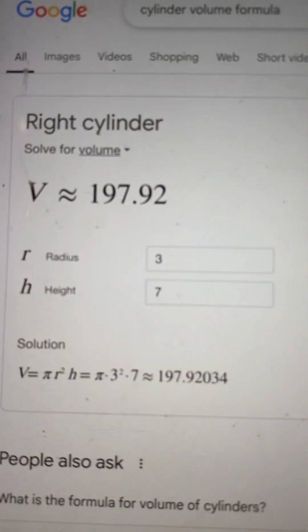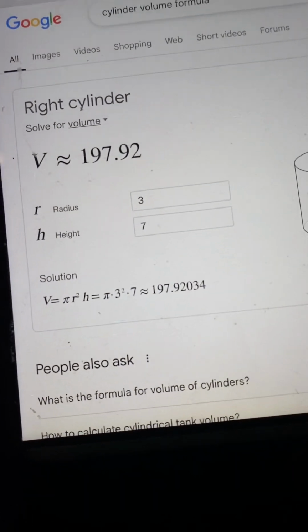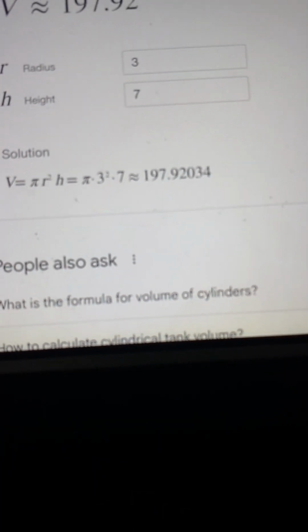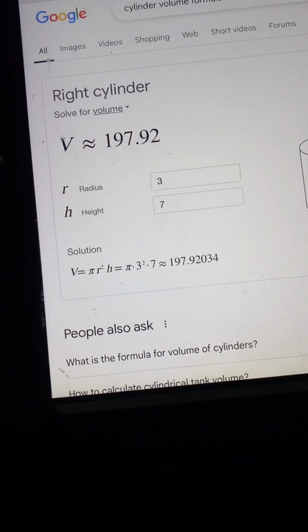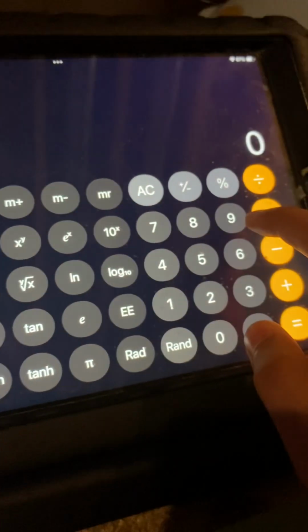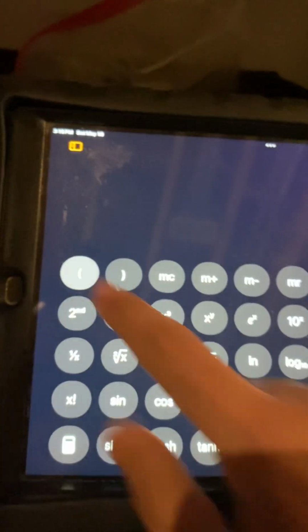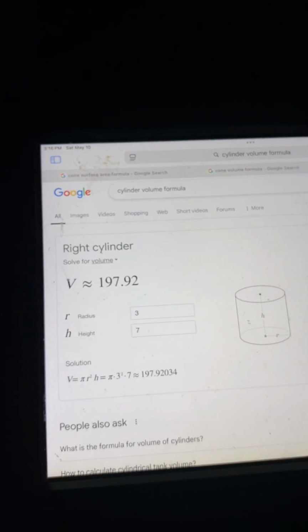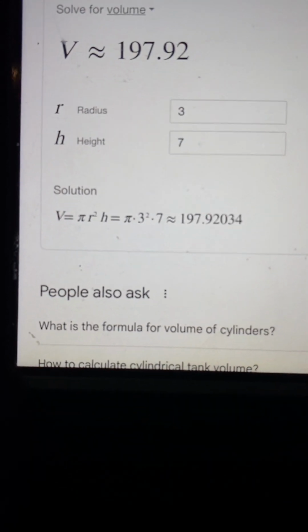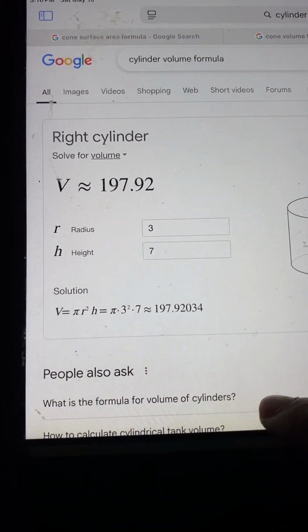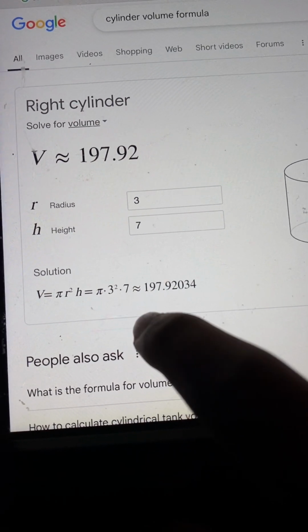The answer should be 197.92 because 3 times 3 is 3 squared, which is 9, and 9 times pi. So, let's see here. I think we should put parentheses. If it doesn't work, then we will remove them. But it is necessary to know that parentheses are very, very necessary. So don't be hesitant to put those there. Just put them in the right places.